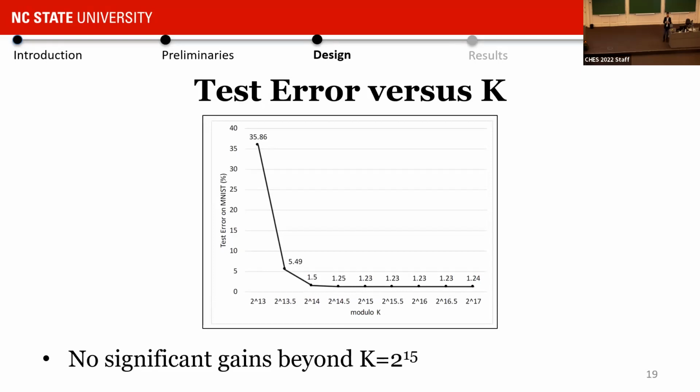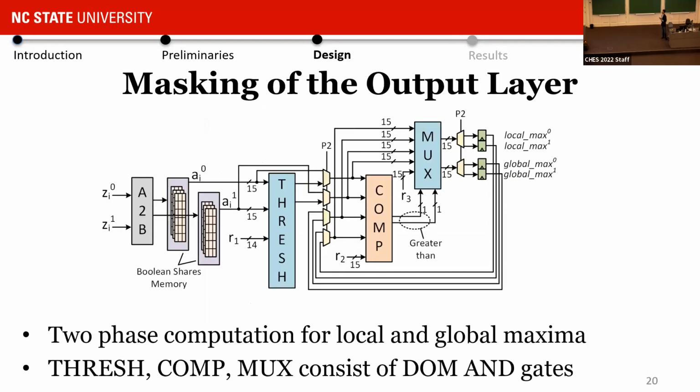Now I'll discuss how the output layer was designed using masking for our specific use case. As I said, we first need to compute the max below a certain threshold, and then we need to compute a global max. All these operations are highly nonlinear, which is why we first convert the arithmetic shares to Boolean shares using an arithmetic to Boolean conversion. On these shares, we filter the values that are below the certain threshold, which then go into a comparator, which is also masked. The comparator compares which of the scores are the highest, and based on that, a multiplexer selects the shares corresponding to the highest confidence score.